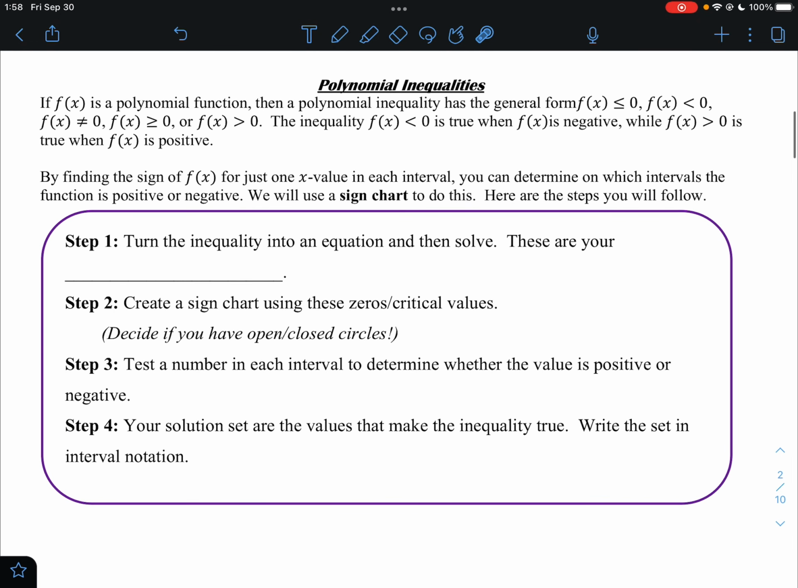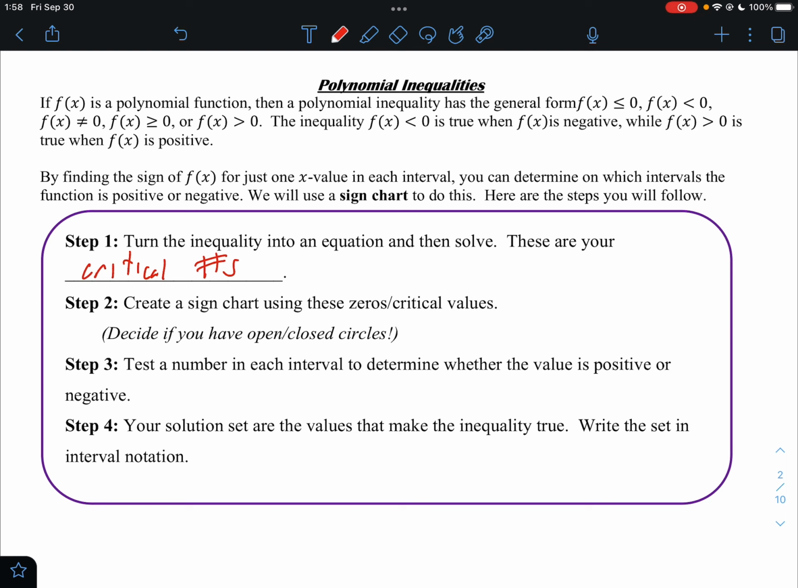So here's how we're going to do this. The inequality is true when f of x is negative. This inequality is true when f of x is positive. All right, how are we going to do that? We are going to first start by thinking of the inequality as an equation and solve it. And these are called your critical numbers. We're going to create a sign chart using these zeros and critical values.